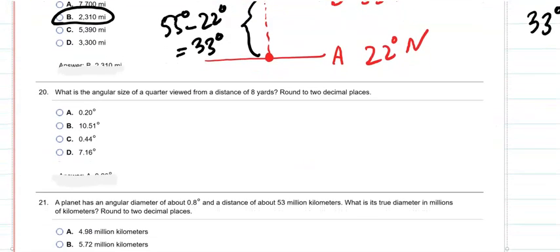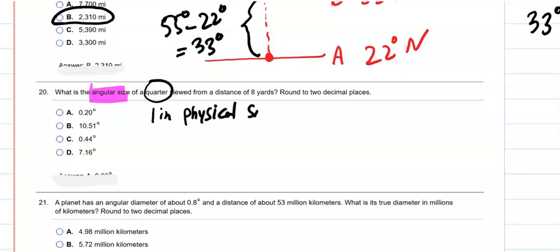Question number 20. What's the angular size of the quarter? Remember, the quarter has a diameter of about 1 inch. That's the quarter's diameter. This is called physical size. The physical size of the quarter is 1 inch in diameter.